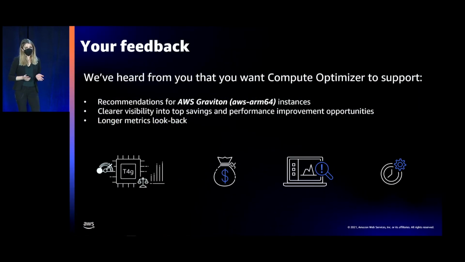So first, I'd like to say that our roadmap is heavily influenced by your direct feedback. Specifically, we've heard the following tasks over the past several months are challenging. Number 1, identifying which Graviton instances to use. 2, identifying top savings and performance improvement opportunities across the account and resource types. 3, ensuring that recommendations consider monthly and quarterly peaks versus just a 14-day look-back period.